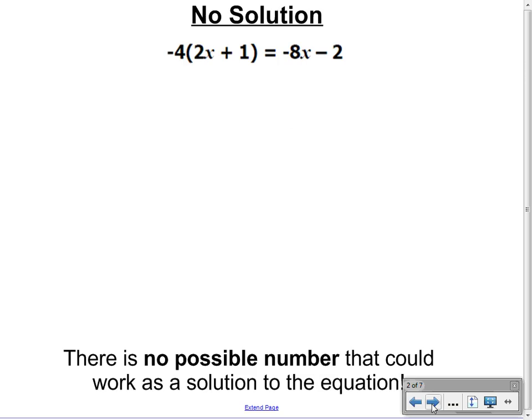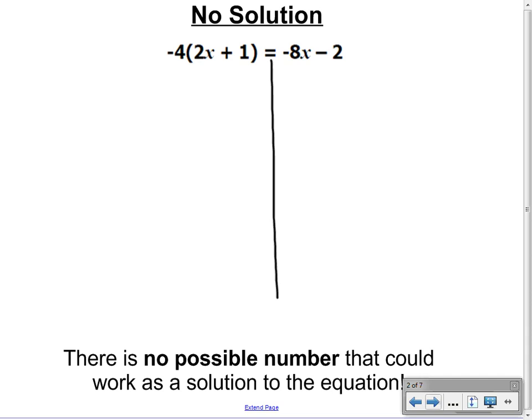So let's start off looking at an example that is no solution, an example where there is no number that's going to make this equation work, a number that's going to make the left side of this equation equal to the right side of this equation. But to figure this out, let's just solve the equation and see what happens. So we're going to, just as usual, start by splitting our equation down the middle.